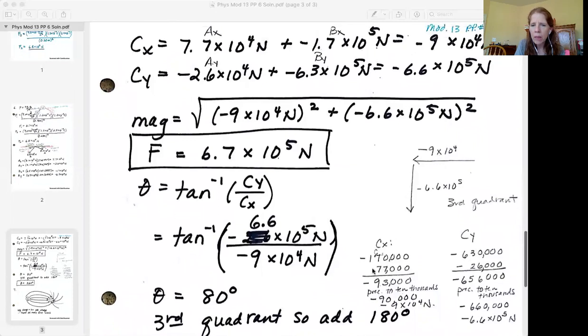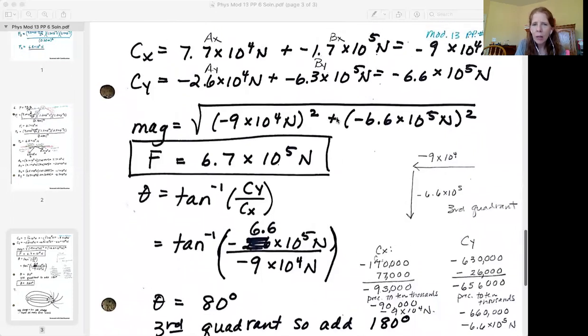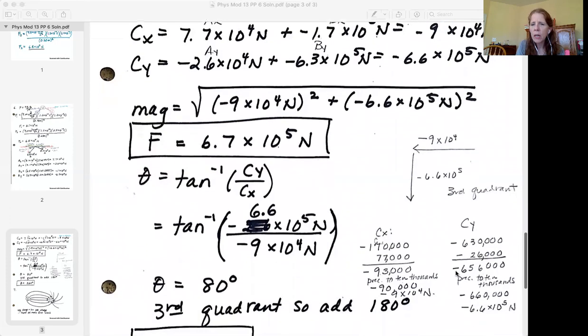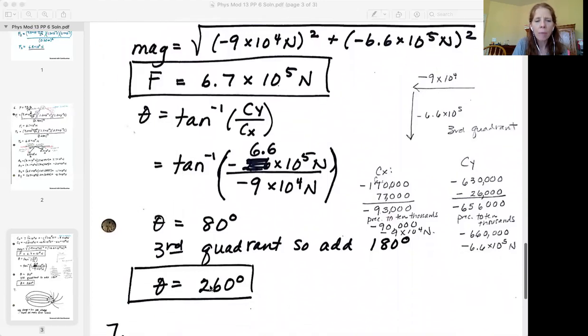I also want to show you how I did the adding of these. Negative 1.7 times 10 to the 5th is negative 170,000. 7.7 times 10 to the 4th is 77,000. I actually get negative 93,000, but I only have precision to 10,000s, so I round that to negative 9 times 10 to the 4th. Same thing on C sub y: negative 630,000 plus negative 26,000 gives negative 656,000. Again, precision to 10,000s, so my answer is negative 660,000 or negative 6.6 times 10 to the fifth newtons. So remember how to do adding and subtracting using significant figures. And our final angle is 260.